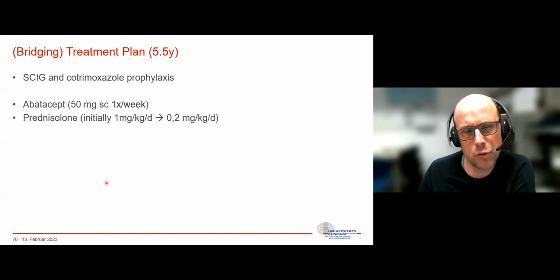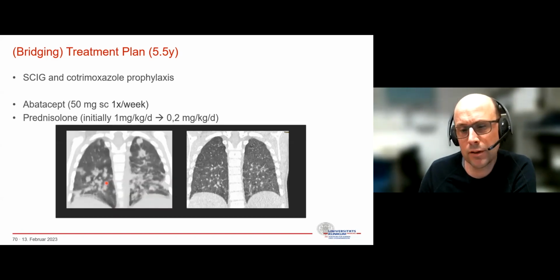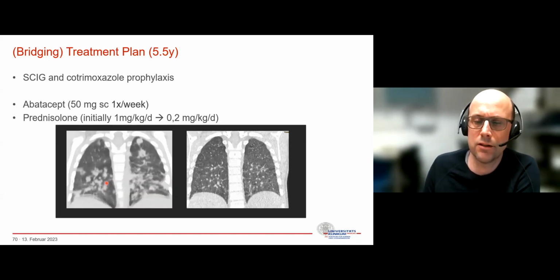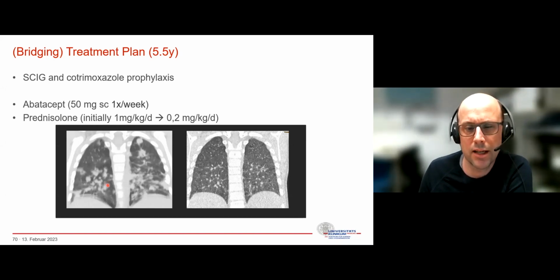And we started immune modulatory treatment with abatacept at 50 milligrams subcutaneously once a week in this child weighing around 25 kg. And we also initiated oral prednisolone treatment with 1 milligram per kg that we tapered down to 0.2 over a time period of approximately 8 weeks. We saw very good clinical improvement. The general condition improved markedly, and also the lung disease as shown here, and the intestinal inflammation all improved very well under this regimen.